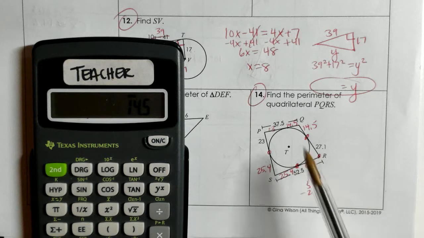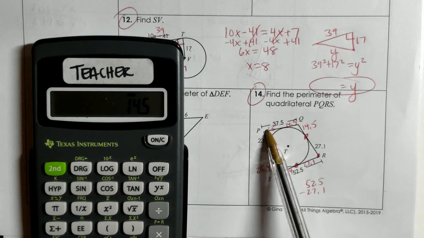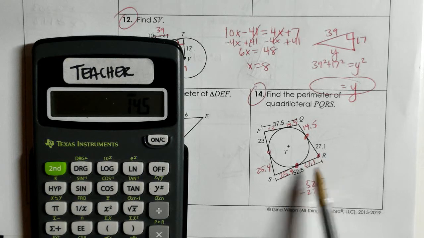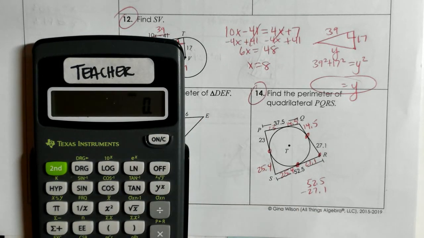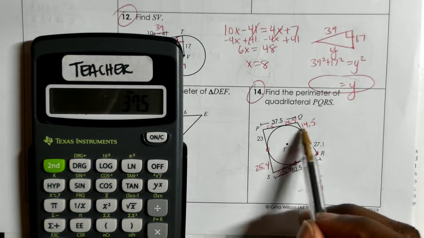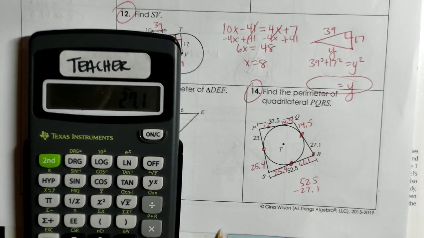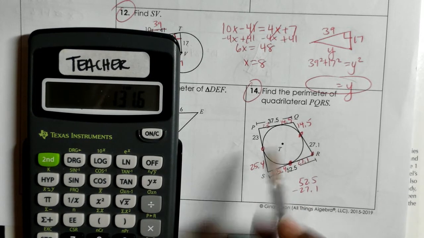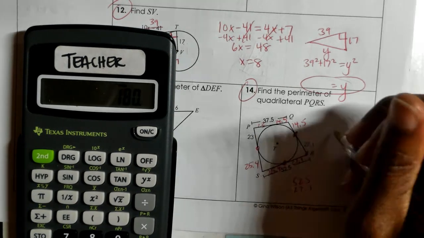Okay, so for the perimeter of the quadrilateral, we're going to add the 37.5, that's the whole side, so we've accounted for both of those. Then we need to add both of these, so the 14.5 and the 27.1. Then we can add the 52.5, and then we need to add both of these. So we're starting with 37.5, adding 14.5, adding 27.1, adding this whole side together, 52.5, and adding 25.4 and 23. So the perimeter is 180.